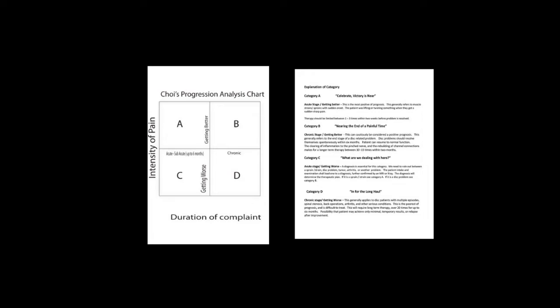The category D, this is the chronic stage. The pain has been there for 6 months or more, and it's getting worse. Now, this generally applies to disc patients. This actually applies to patients with multiple episodes of history of pain. In regards to back pain, it could be spinal stenosis, surgeries, multiple surgeries.